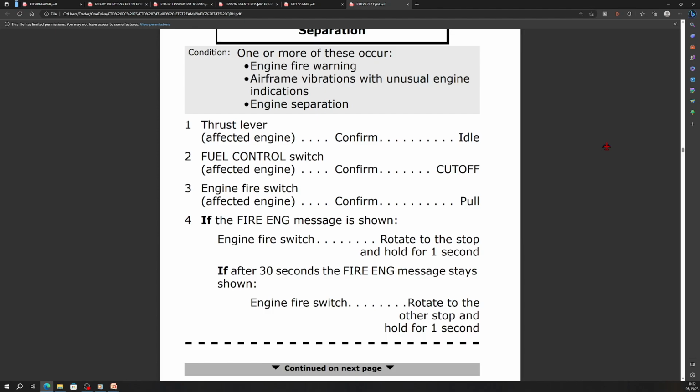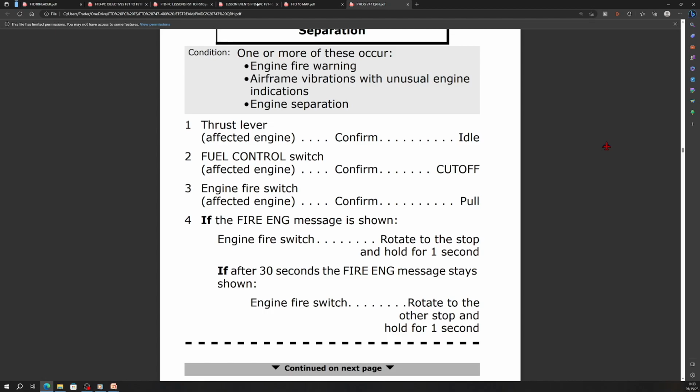The pilot monitoring would put his hand on the fuel control switch number 3 and say fuel control switch number 3, confirm. Then the pilot flying will look at it and say confirm. The pilot monitoring will say cutoff and then go to cutoff on that number 3 fuel control switch. Then he'll reach up and say engine fire switch number 3, confirm. The pilot flying will look up and say confirm that he's got the correct fire switch.